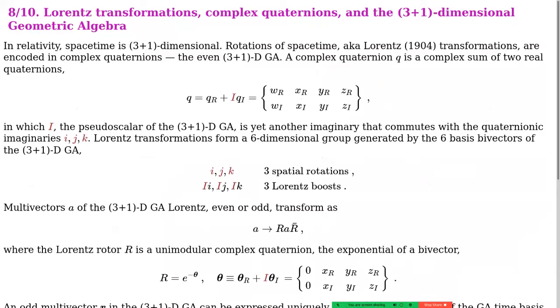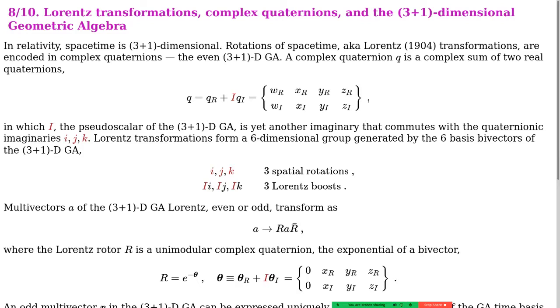Complex quaternions have the same kind of benefits for Lorentz transformations. In relativity, space-time becomes 3 plus 1 dimensional. And rotations of space-time, also known as Lorentz transformations, are encoded as complex quaternions. A complex quaternion is a complex sum of 2 real quaternions, a real one and an imaginary one multiplied by yet another imaginary, I, which happens to be the pseudoscalar of the 3 plus 1 dimensional geometric algebra. A computer person can encode a complex quaternion as a pair of quaternions, a real one and an imaginary one.